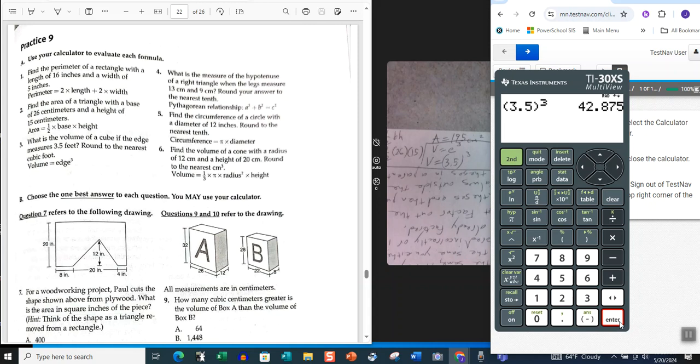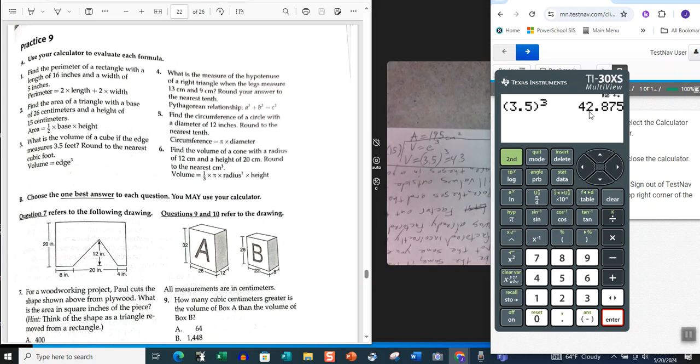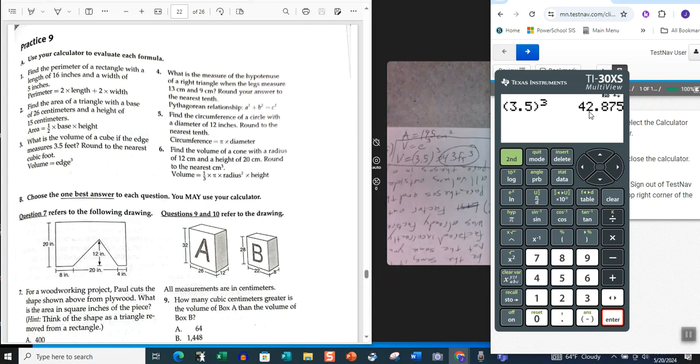So they tell us to round to the nearest cubic foot, so they want us to round to the nearest whole number. 42.875 rounded to be 43. So this will give us 43, what's that, cubic feet? So it'd be 43 cubic feet. And that will be our final answer. Okay, now we go here to number 6.